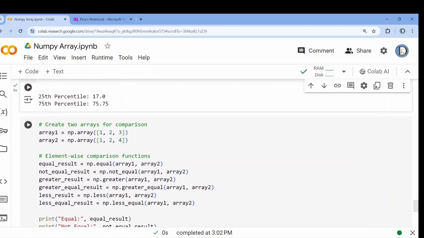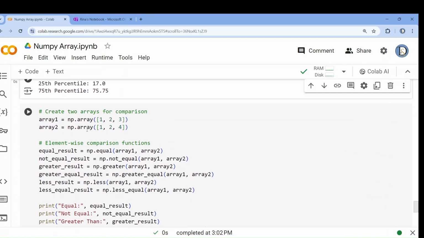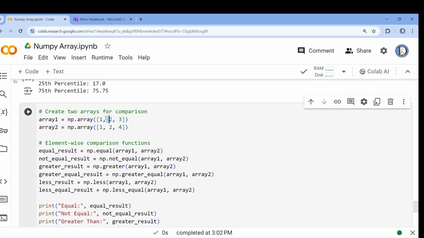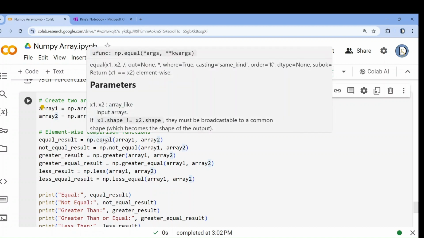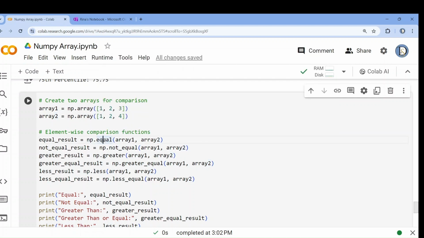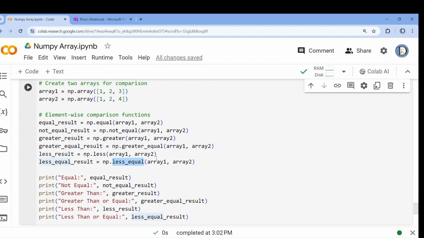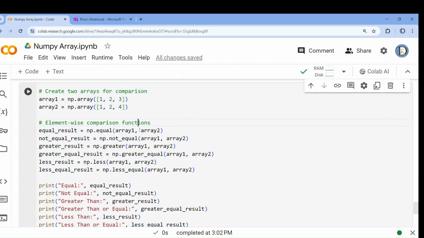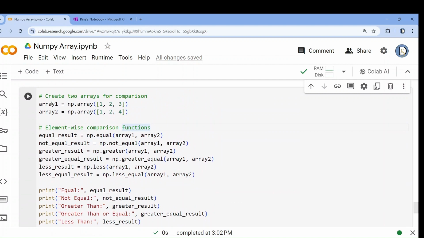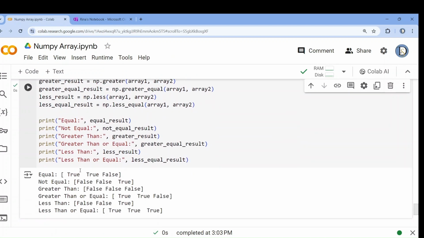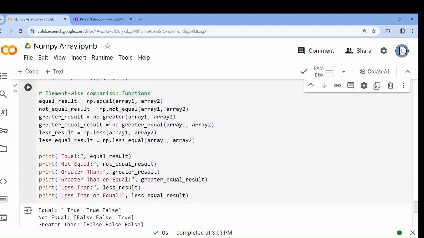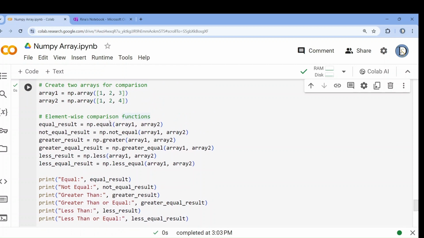Okay. Now next, the last one, array comparison. I have taken two arrays, 1, 2, 3 and 1, 2, 4. Now I want to compare them. Just check whether they are equal by giving the equal function, whether they are not equal by giving the not equal function, greater equal, less equal. Okay, simply use this function, pass these two arrays, and then if you try to print, it will show you the result. Let me show you. This is very, very simple. It will give you some Boolean values, whether equal or not equal.